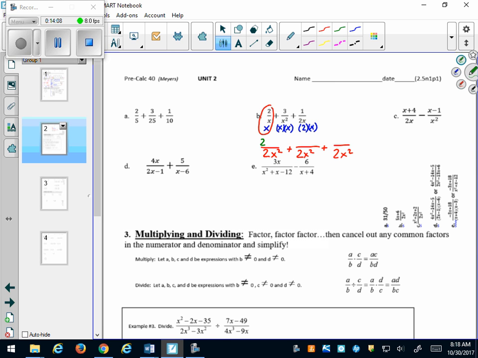You have a 2 on the top already, it's sitting there on the top. On the bottom, we had an x. In order to get the bottom to be a 2x squared, we have to multiply the top and bottom by 2x. Whatever you do on the bottom, you have to do to the top. If we multiply by 2x on the bottom, we have to multiply by 2x on the top.